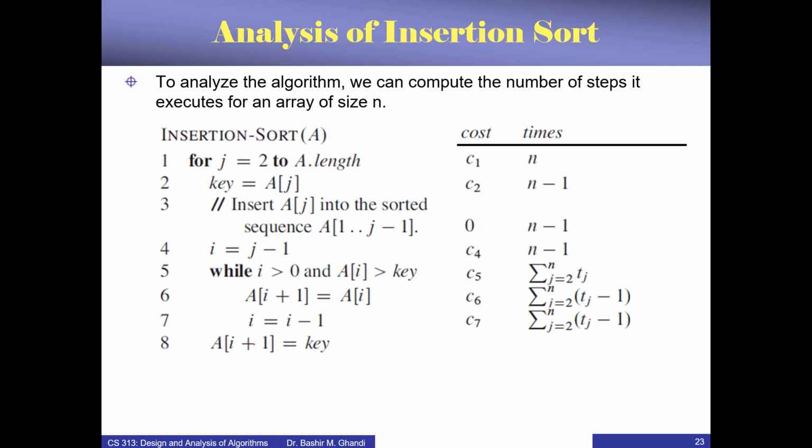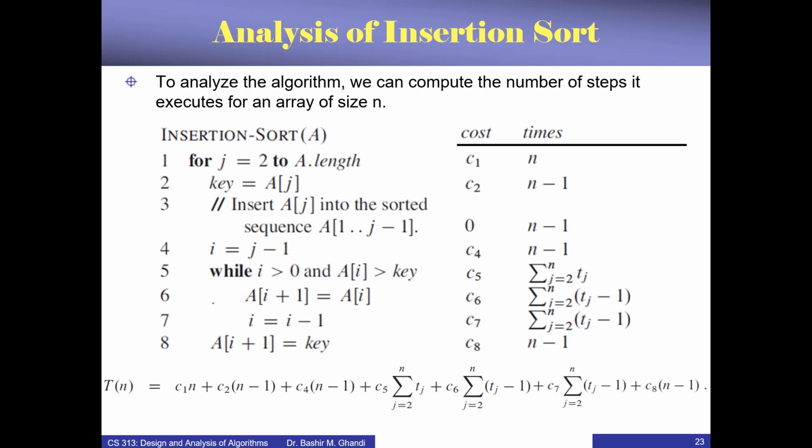The last line is a simple assignment. It will simply execute the same number of times the body of the outer loop will execute, which is n minus 1. So we have C8, and the number of times is n minus 1. So this is basically the number of times each of these statements will execute, and all we have to do now is to add them up to find the running time of the whole algorithm.